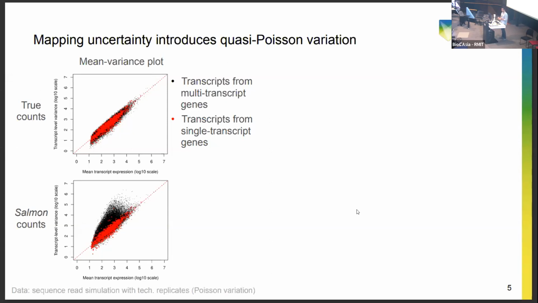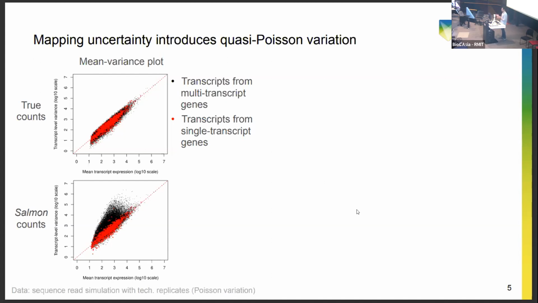Each point in that plot is a transcript, and I'm coloring with respect to the number of transcripts being expressed by the genes associated to each transcript. So if a transcript is coming from a gene that only expresses a single transcript, that point is red. Otherwise, if the transcript is coming from a multi-transcript gene, that point is black.